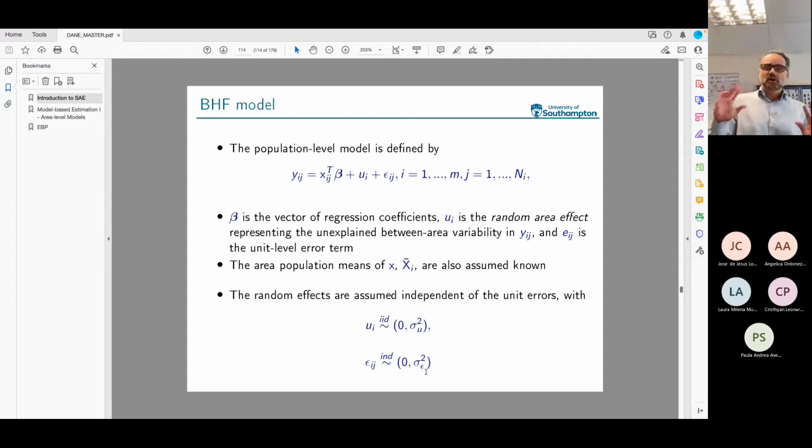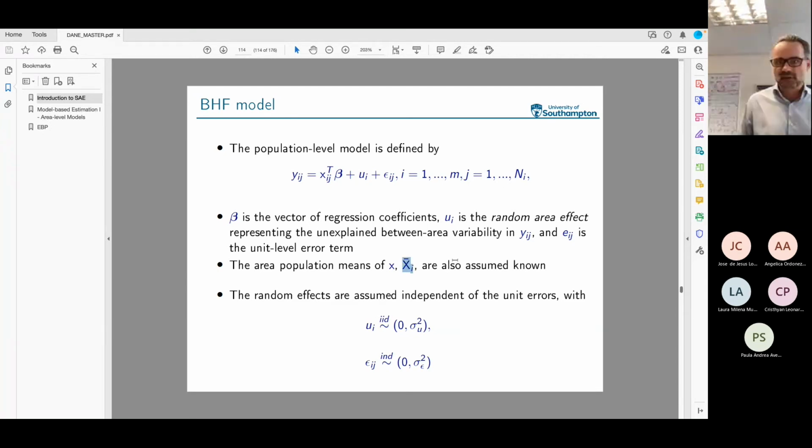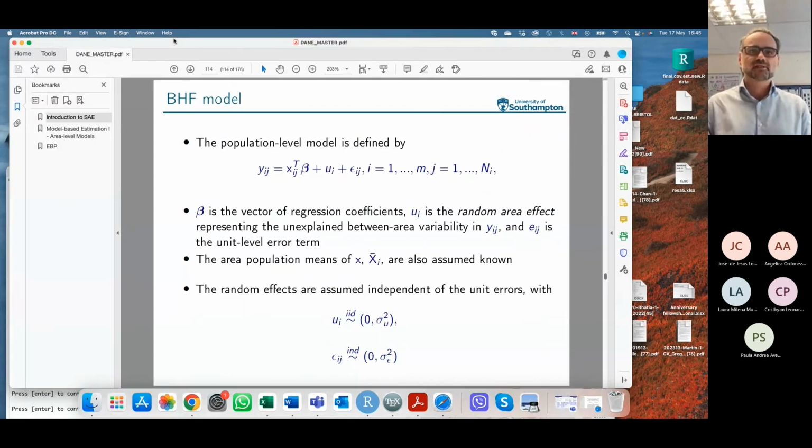Okay, so effectively you need survey data, unit level, household level survey data on y's and x's that you can use in order to estimate your model. And you also need, for small area prediction, the area averages or area proportions, depending on the variable that you define, that you're using in the population. Okay, and these x's are exactly the same x's as the ones you use in order to fit your model. Okay. So this is the basis of the Battese-Harter-Fuller model.